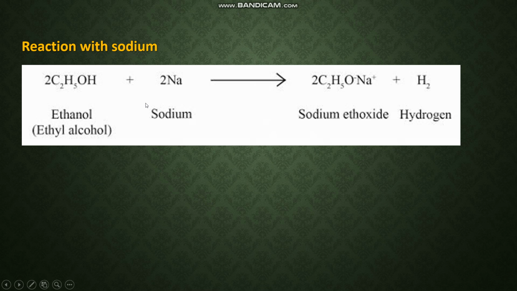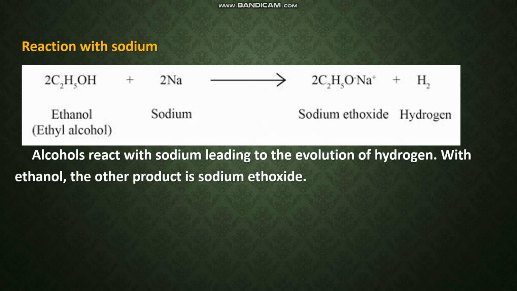So the equation of the reaction of sodium with ethanol is 2C2H5OH plus 2Na gives 2C2H5ONa plus H2. C2H5ONa is sodium ethoxide. So ethanol reacts with sodium. What are the products obtained? Hydrogen gas along with the formation of sodium ethoxide.